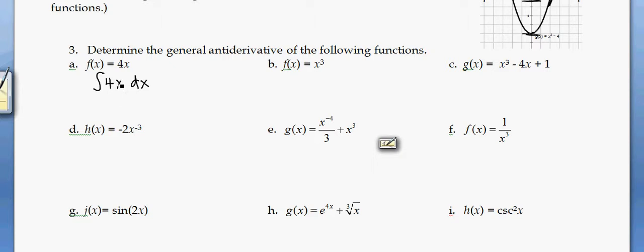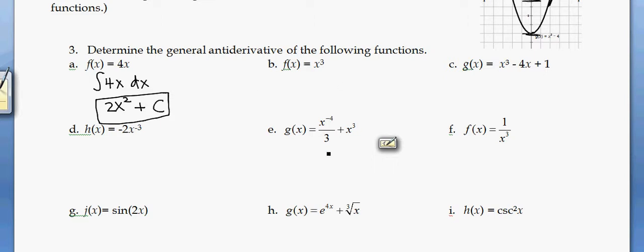So you know that the power of x has to be up by 1, right? So it's going to be something times x squared. So think about what you would get if you took the derivative of x squared. You'd have a 2x, so you wouldn't be quite right. You need a 2 out front so that when you take the derivative, you get 4x. But plus, we always have this constant of integration. So 2x squared plus c is our general antiderivative.